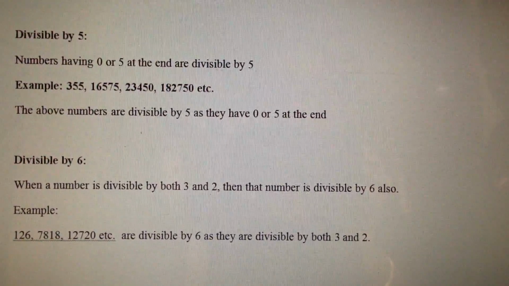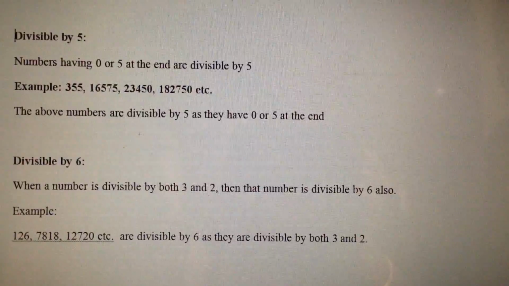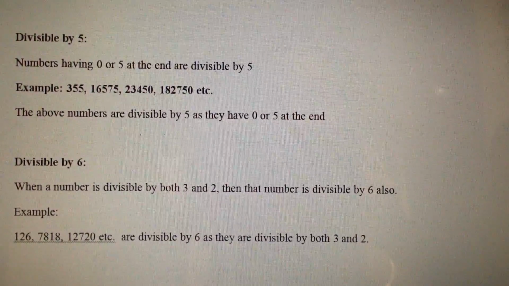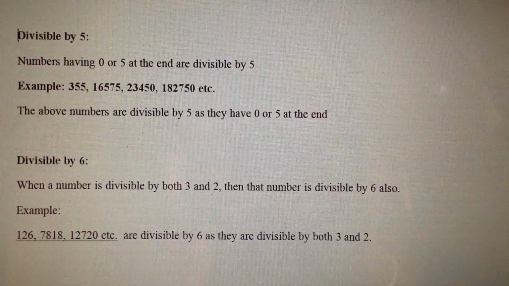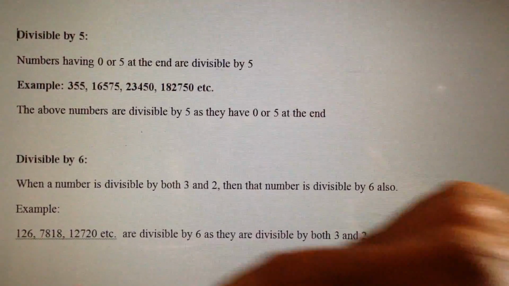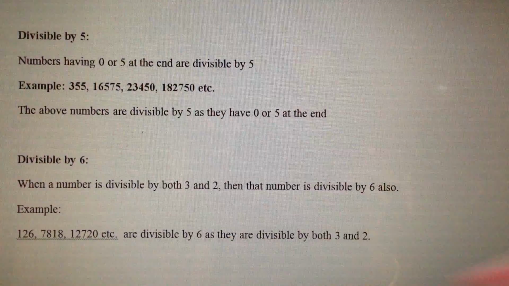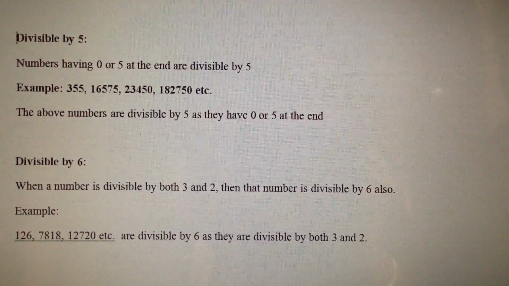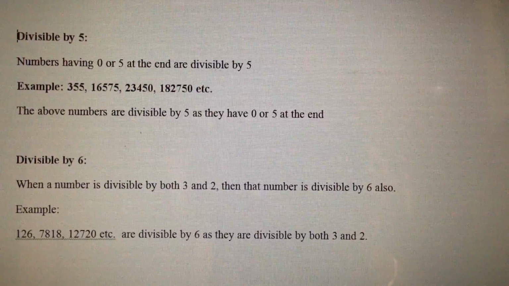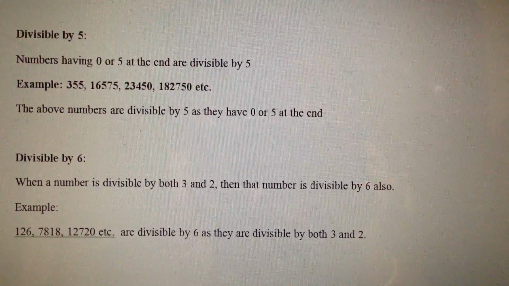Next, divisible by 6. When a number is divisible by both 3 and 2, then the number is divisible by 6 also. Examples: 126, 7,818 or 12,720, etc. These are divisible by 6 because they are divisible by both 3 and 2.